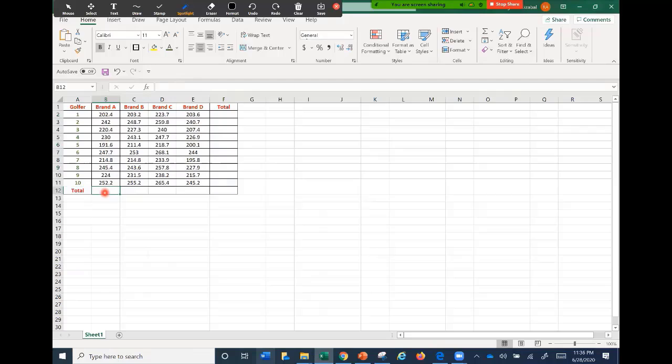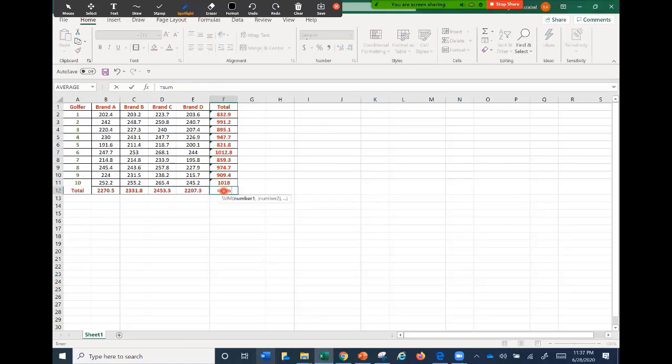We need to input the sum of all of these values in this column, and we need to copy this formula in all of these columns, and we can do the same for rows. We need to obtain the sum for each row, these four values, and we copy this formula in all of these cells. Perfect.